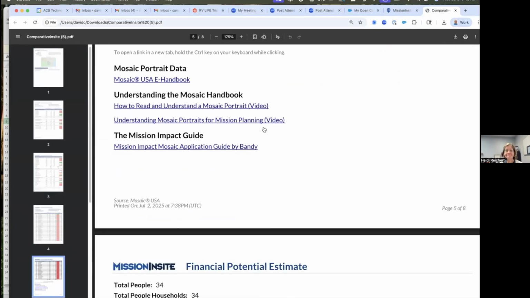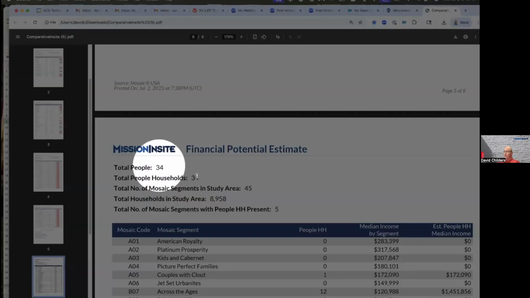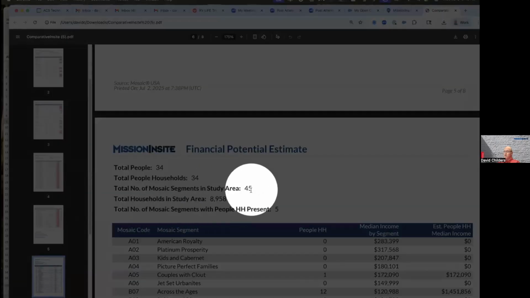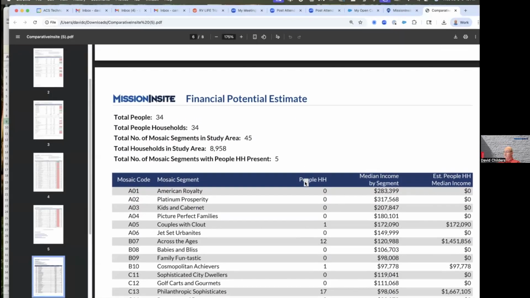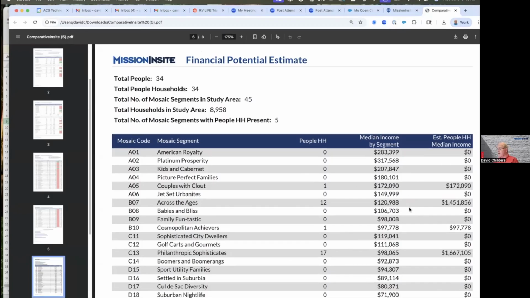Here's the Mosaic Handbook, but I'm going to go on down here because now in our church, we're representing 34 households, number of mosaics, 45 in the neighborhood, and the study area, total number 8,000, almost 9,000. But there are 5 likenesses in the community of faith versus the other. I come down, I see people, households, median income by segment. Therefore, an amount, you'll notice the 1-to-1 gives you 172.09 or 90.